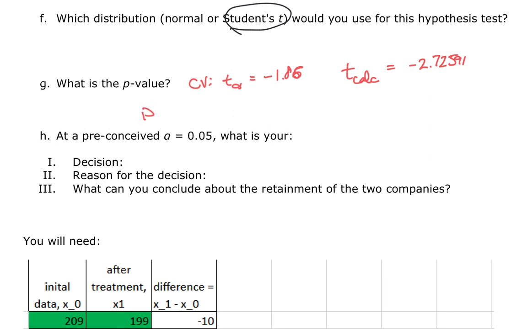So what is my p-value? Well, my calculated p-value, because this is a left-tail test, is 0.013. And we can compare that against my alpha, which is 0.05. So my decision is to reject H0. Why? Because my p-value, which is 0.013, is less than my alpha, 0.05, and my critical value is larger than my test statistic, my calculated t-score.